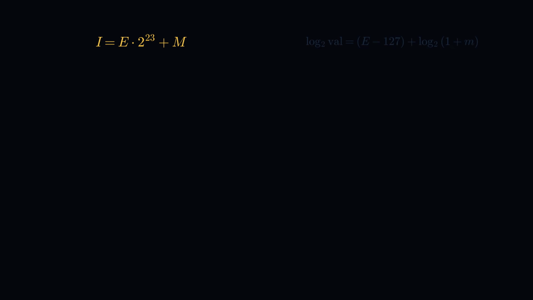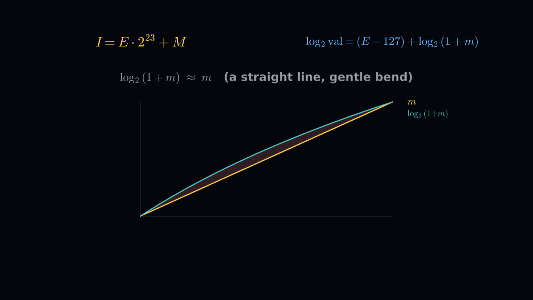Now compare that to the logarithm, base 2, of the float's actual value. The value is (1 + m) times 2^(E − 127), where little m is the fraction between 0 and 1. Take log base 2, you get E − 127 + log2(1 + m). And here's the magic. For little m between 0 and 1, log2(1 + m) is almost exactly equal to m. A straight line with only a gentle bend. So the log is approximately E − 127 + m.